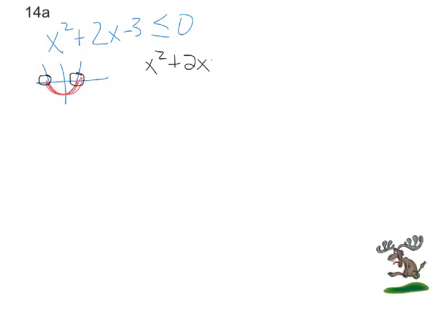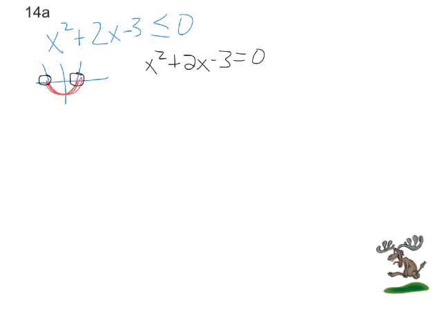Alright, solving 14a, what we have is a quadratic inequality, which looks like x squared plus 2x minus 3 is less than or equal to 0. And basically we're asking, when is this curve below the 0 line? That's one way to think about it graphically. So in order to find when it's below the 0 line, we want to find where it equals 0. So first we'll start by finding where it equals 0.